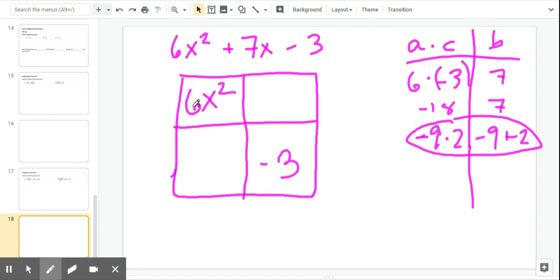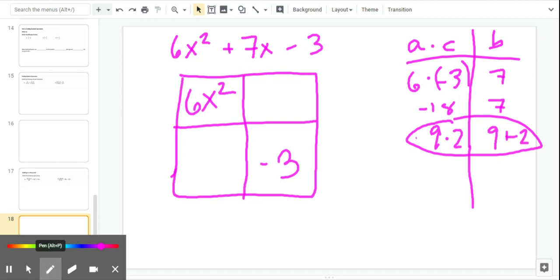So here's our box. Put the first term here, put the last term here. We need to figure out what a times c is. A is 6, c is negative 3, which is negative 18, and b is 7. So we want to know what multiplies to negative 18, that adds to 7. And we've already figured out here that it's negative 9 and 2, because negative 9 times 2 is negative 18, negative 9 plus 2. That's actually a mistake, ladies and gentlemen. It should be the other way around, shouldn't it?